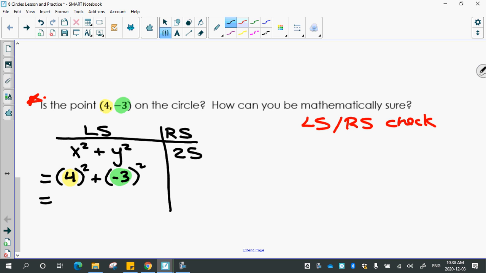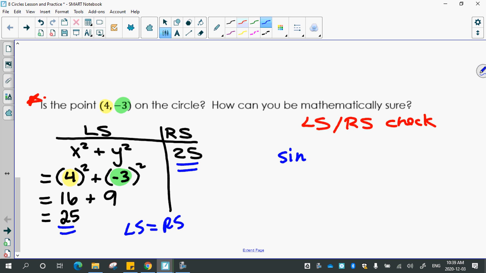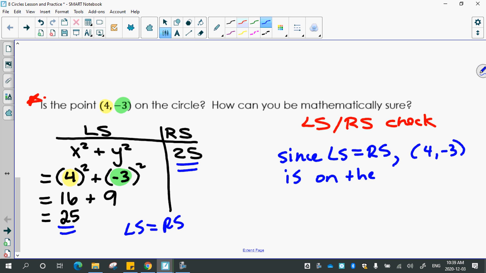And then we just use our calculator. So positive 4 squared is 16. -3 squared is positive 9. And when we add them together, we do get 25. So we get left side equals right side, which means, since left side equals right side, the point 4, -3 is on the circle.